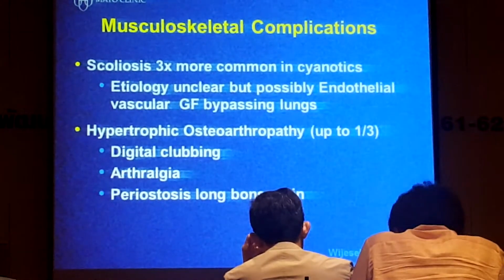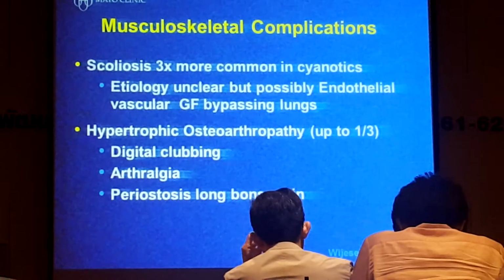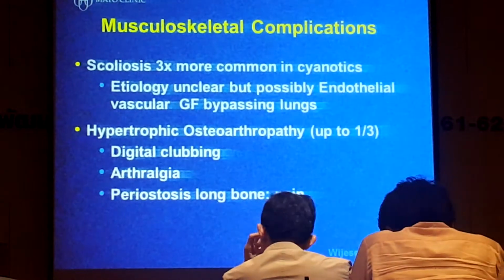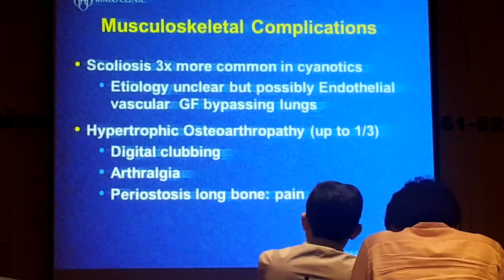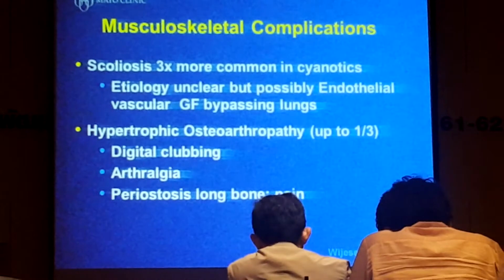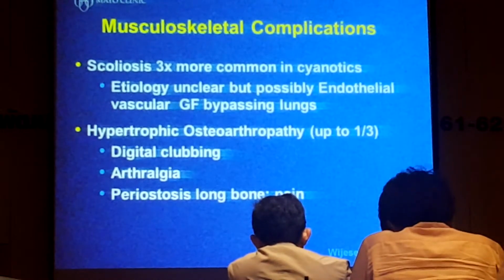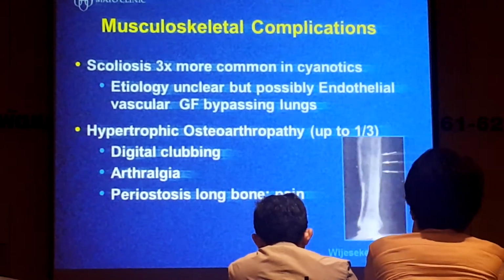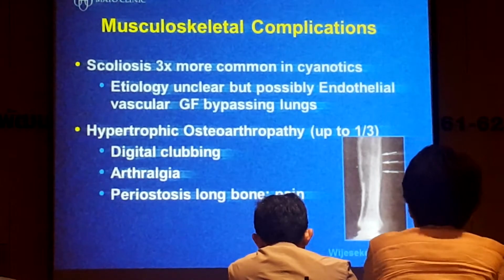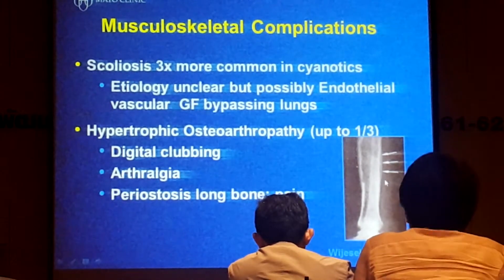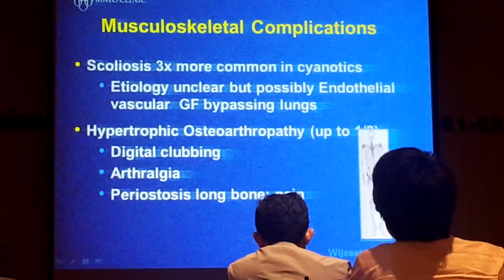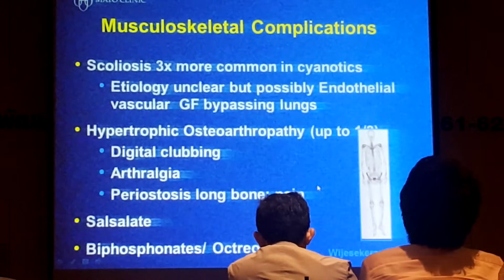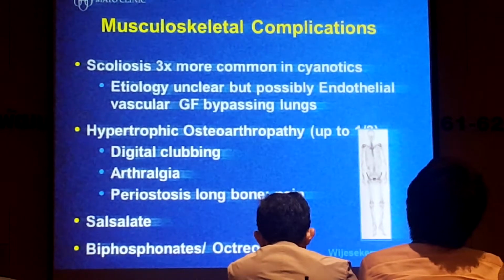What about musculoskeletal complaints? Well, scoliosis is more than 3 times as prevalent as in the general population in cyanotic heart disease. That's part of the cyanosis, and it's probably related to the vascular growth factors in these patients. Up to 1/3 of these patients will have digital clubbing, arthralgias, and pain along the long bones, as you can see that they have some periostosis, as you can see in this picture. And if you do a bone scan, they will light up. So they can have pains, and you have to be careful about how to treat them, not affecting the kidneys and not affecting any bleed.